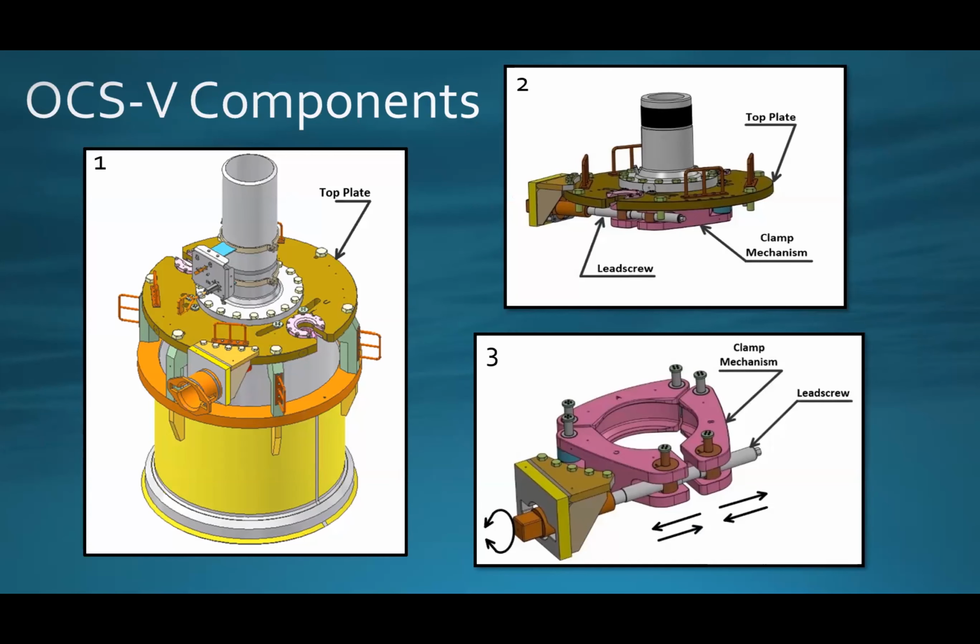And then from image 1 to 2, we eliminate some of the extraneous components, leaving us with the top plate, lead screw, and clamp mechanism called out. In image 3, we've removed the top plate assembly to reveal the target of our cutting process. We also see how the clamp operates. By turning the lead screw clockwise or counterclockwise, the clamp opens or closes.